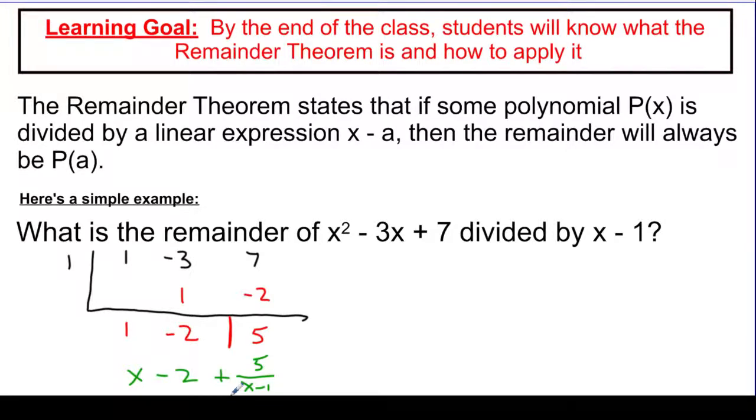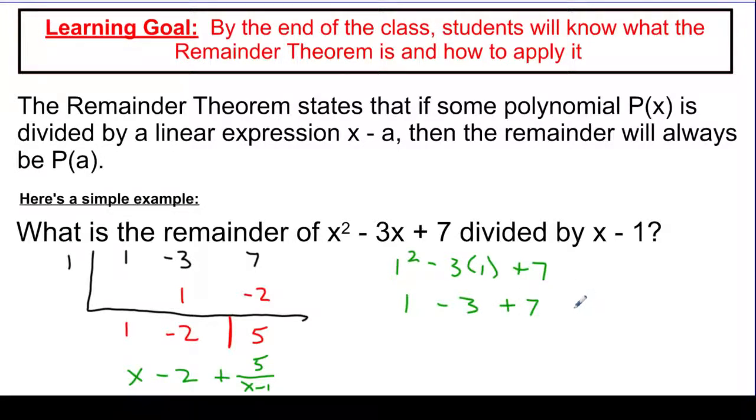So what the remainder theorem is saying is if I just took the 1 that was a, the same one that we used over here, and I plug it into this expression, let's find out what happens. It would become 1 squared minus 3 times 1 plus 7. Well, 1 squared is 1. Negative 3 times 1 is negative 3 plus 7. Okay, well this has 1 minus 3. That's negative 2.